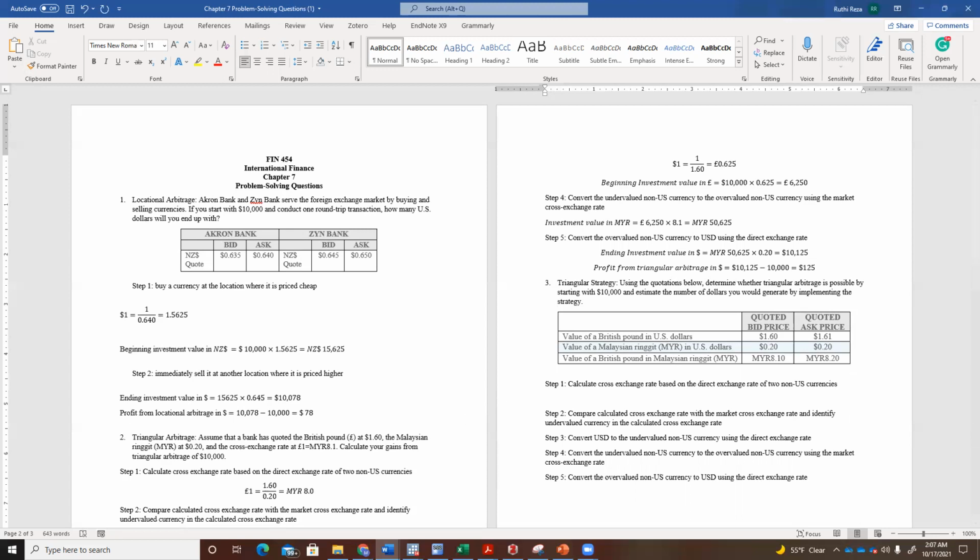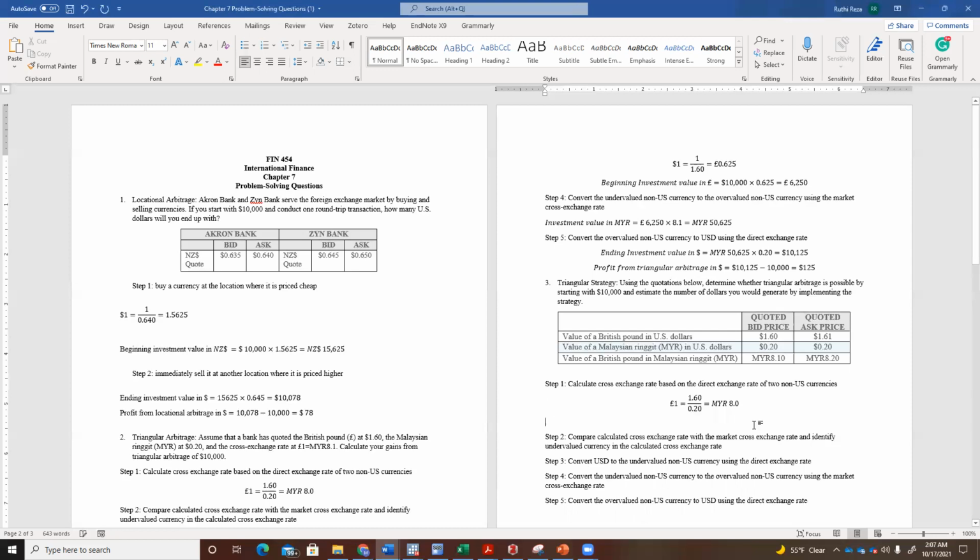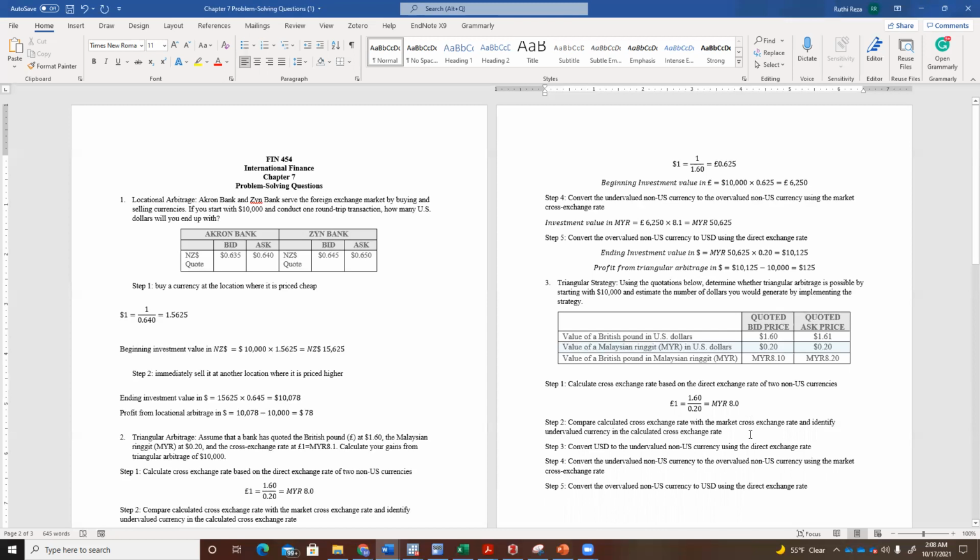And whenever we are going to calculate, we are going to just forget about bid ask spread. We are going to assume that bid price is equivalent to the ask price. So there is just bid price in the market, no ask price. Based on the bid price, our calculated cross exchange rate is 1 pound is equivalent to 8 Malaysian ringgit.